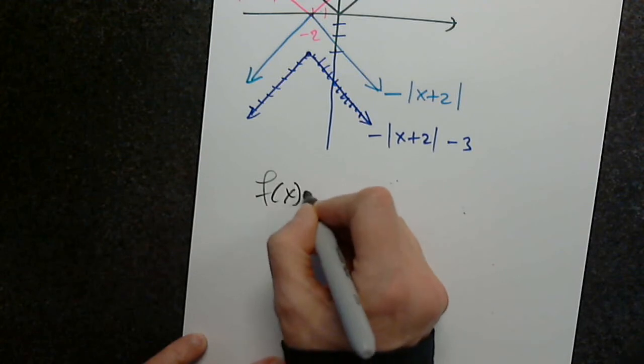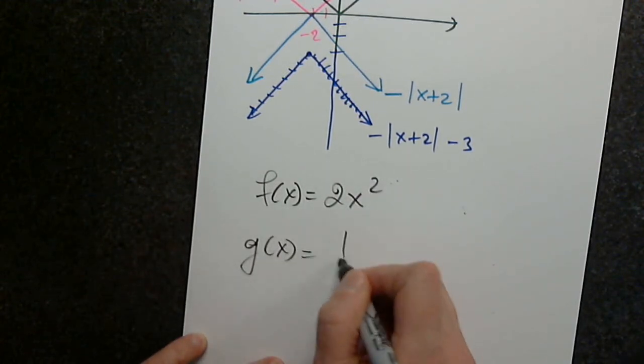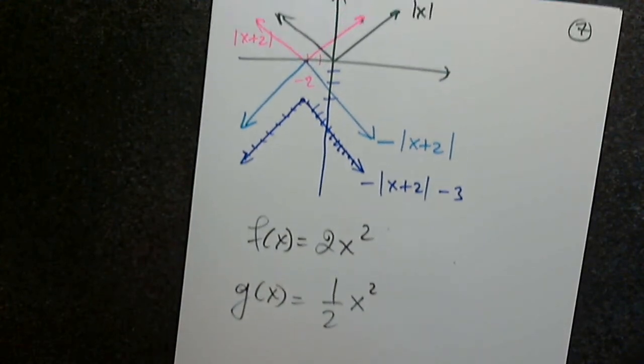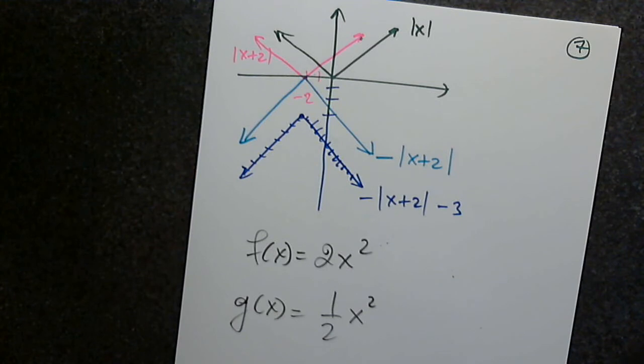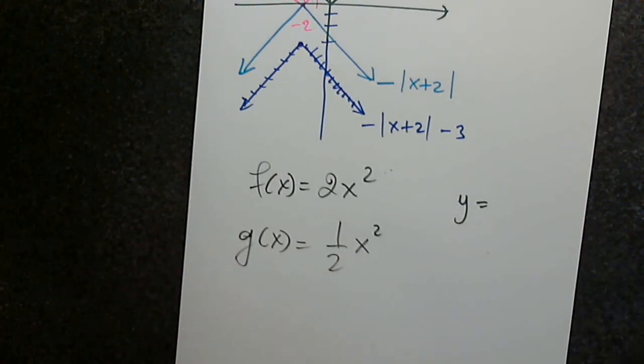So let's say this time I want to graph 2x squared and g of x as 1/2 x squared. Any questions on the previous problem? I should have asked then, giving you a second. Any questions on the previous question? Okay. Good.